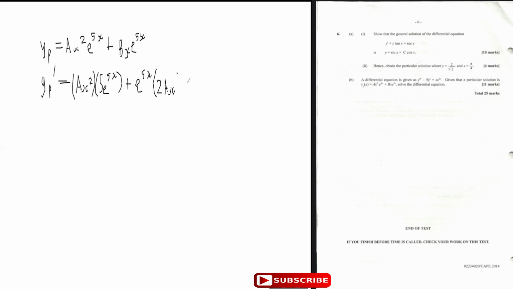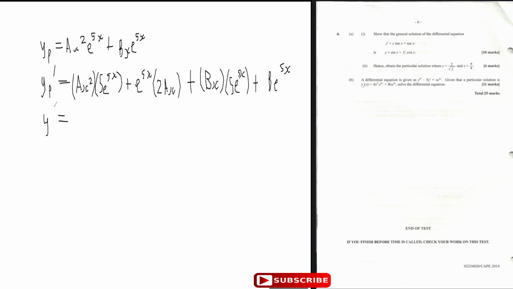Plus, we're going to go ahead now and differentiate this. Differentiating bx e to the 5x, we keep the first, which is bx, times the derivative of the second, which looks like 5e to the 5x, plus keep the second, which is e to the 5x, times the derivative of the first. When you differentiate b times x, you just get b. So all I'm going to do is write this out a little bit better.